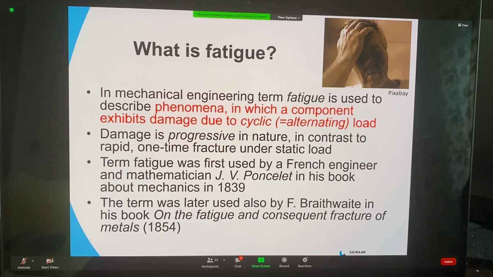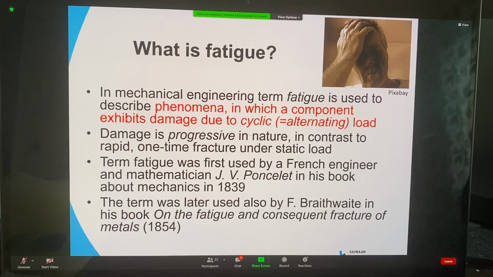And this term fatigue was first used by a French engineer and mathematician J.V. Poncelet in his book about mechanics in 1839, and later used by, I think, British F. Braithwaite in the book on the fatigue and consequent fracture of metals. That was basically the first ever written record of fatigue in metals.